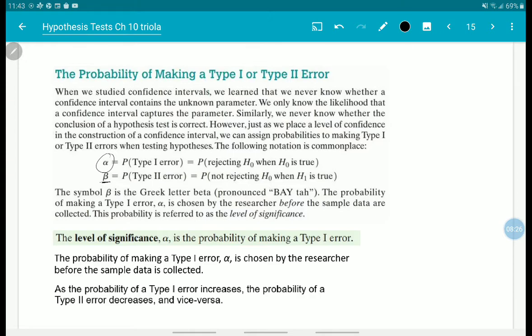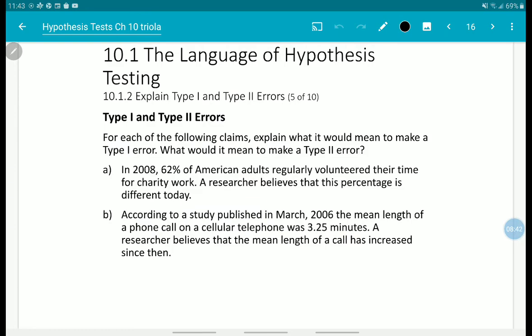Beta is a little bit more complicated to compute. Usually you have a software that will help you compute that. That's the probability of not rejecting the null when the alternative is actually the true statement there. So take a few minutes, read through the next couple of slides talking about type 1 and type 2 errors.